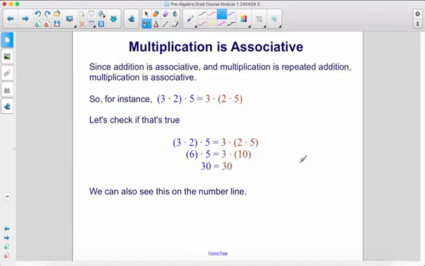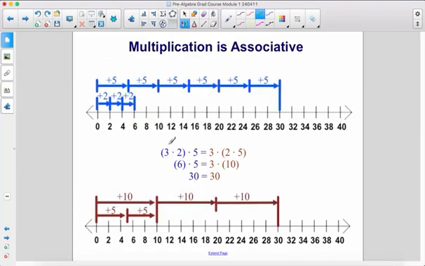Yes, it's true. And we can also see this on the number line. All right, so here we have 3 groups of 2. So we add 2 to itself 3 times, 1, 2, 3, and we get 6. Then 6 times 5 is 6 groups of 5, or 5 added to itself 6 times, and we end up over here at 30. On the other hand, here we can do 2 groups of 5, or add 5 to itself twice. We end up at 10. 10 times 3, 3 groups of 10, or 10 added to itself 3 times. We still end up at 30.